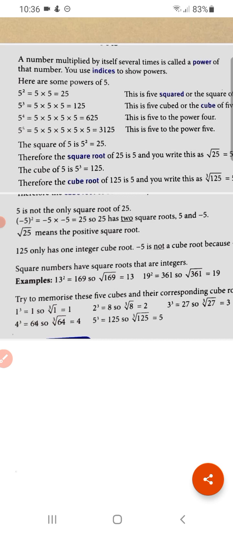Indices. So a number multiplied by itself several times is called the power of the number. That is a number multiplied by itself. When we multiply a number multiple times, we will get the power.